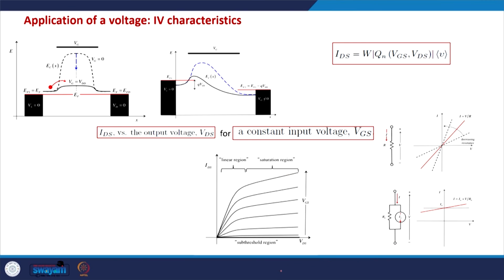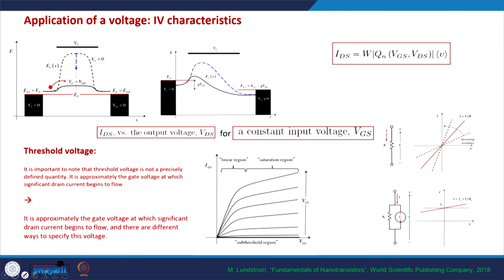So now we have the IV characteristics of the MOSFET, and this is the output characteristics, IDS versus VDS. We have the linear region, we have the saturation region, and we have a subthreshold region. All these three regions are extremely important while trying to understand the MOSFETs, and that is what we will try to elaborate in the coming class.